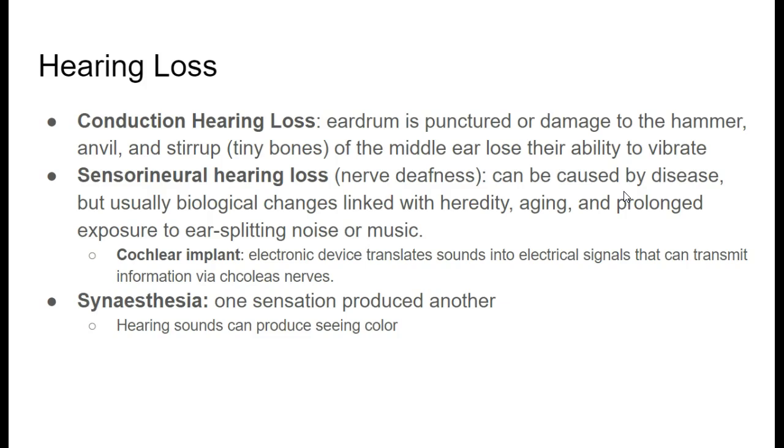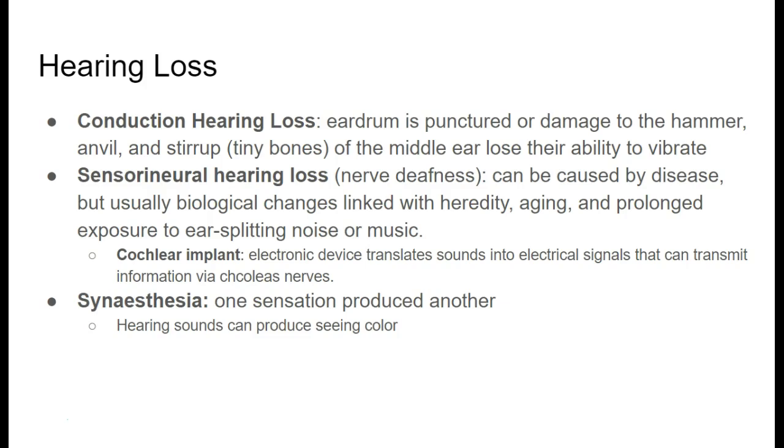So what happens when you lose your hearing? Well, it happens one of two ways: either conduction hearing loss or sensory neural hearing loss. Conduction is when there's been damage to the hammer, the anvil, the stirrup, or the eardrum, and therefore there are no vibrations happening.